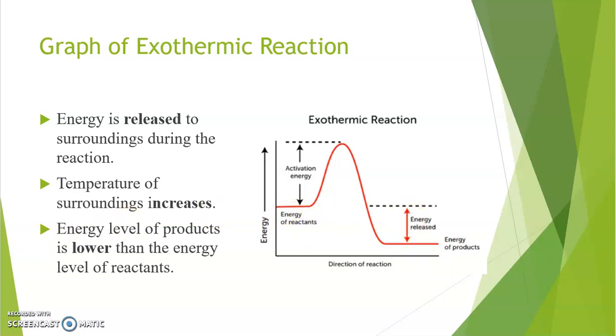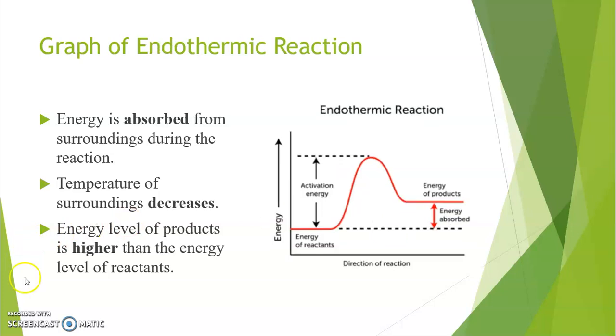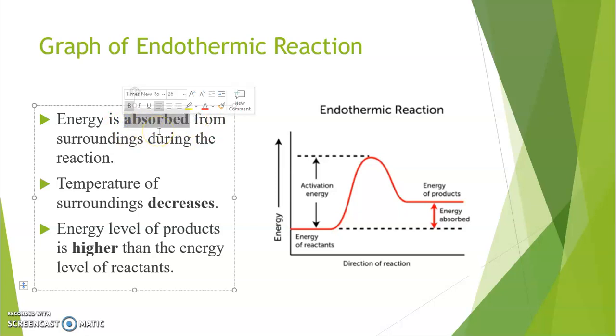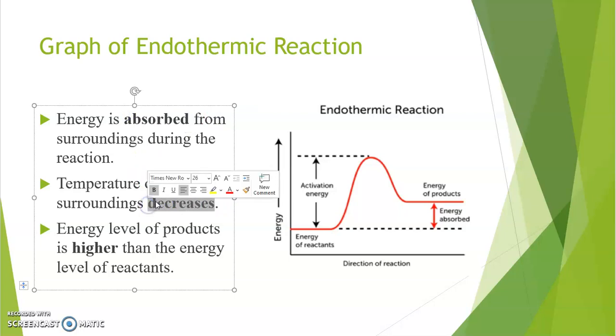Now let's check endothermic reactions. The property is that energy is absorbed. Energy is absorbed or needed for endothermic reactions to happen. Because energy is absorbed, the temperature of the surroundings decreases. It takes energy from the surroundings and absorbs it, so the energy outside is decreasing.